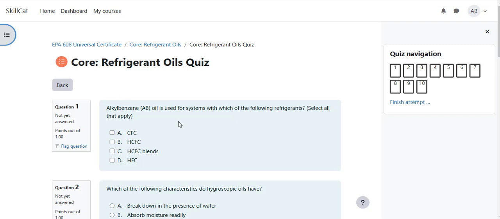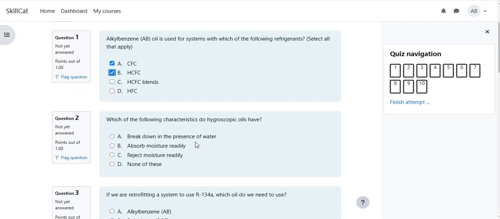Alkylbenzene AB oil is used for system with which of the following refrigerant? HFC, CFC, and HCFC. Okay. I will not remember this one. Which of the following characteristics do hygroscopic oil have? Break down in presence of water, absorb moisture readily.